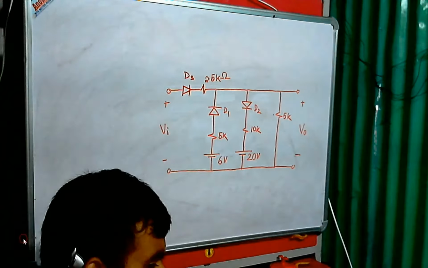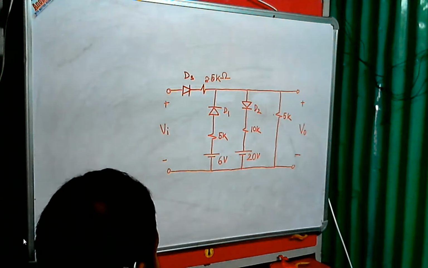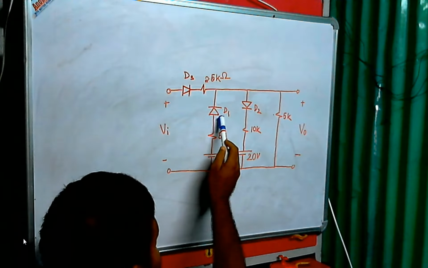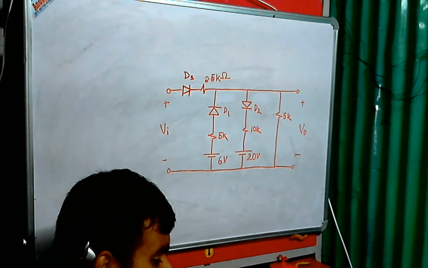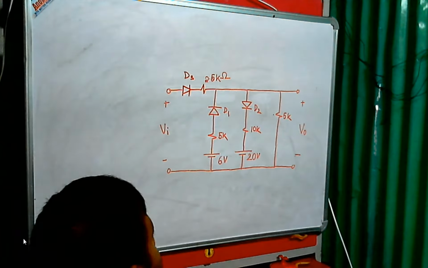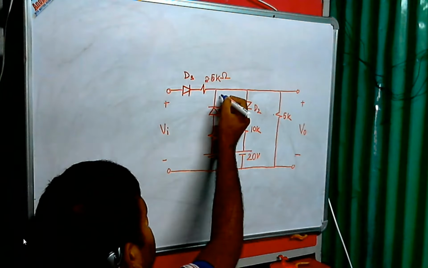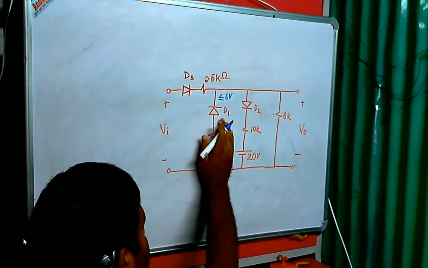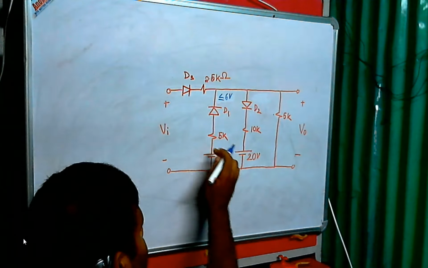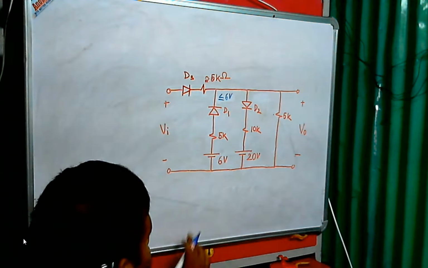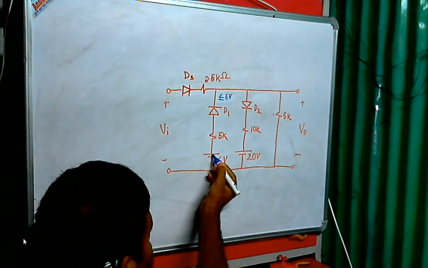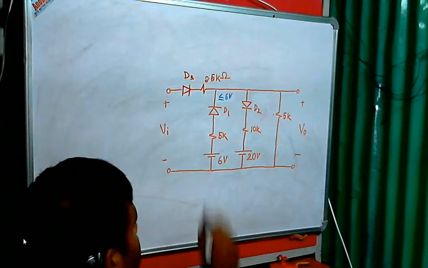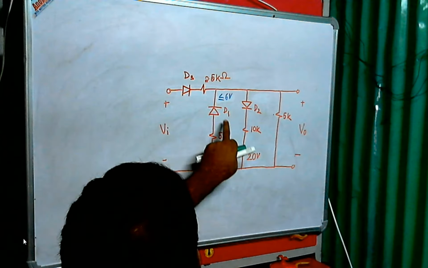Okay, so this is the circuit. You can see for this particular diode, diode D1 will be on when the potential over here is less than or equal to 6 volt. Initially assuming D1 is off, so no current is flowing through the 5k resistor. So here it is 6 volt, so here it will also be 6 volt. So when this voltage is less than or equal to 6 volt, then only diode D1 will be on.